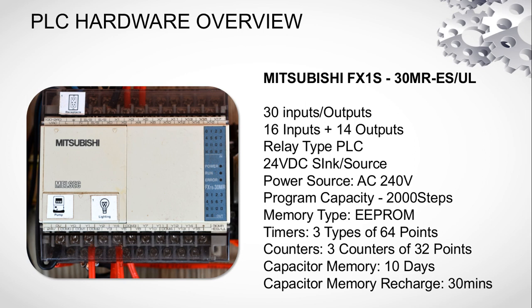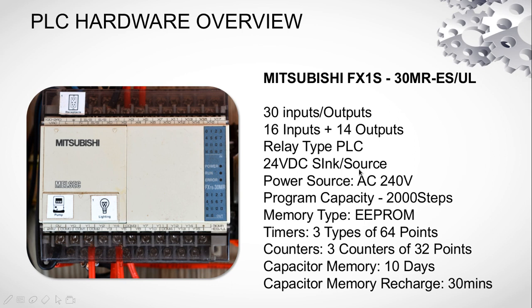So this PLC that I'm going to use for demonstration has 30 inputs and outputs, as you can see here. Amongst these, we have 16 inputs and 14 outputs, so they are not matching. So we have 16 inputs, that is inputs up along this section here, and 14 outputs means that the outputs are below this section here.